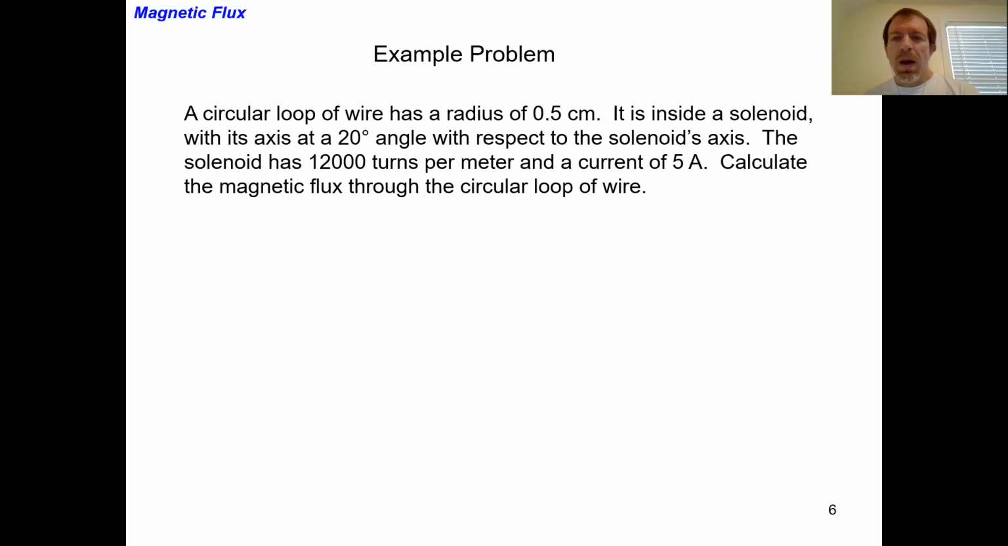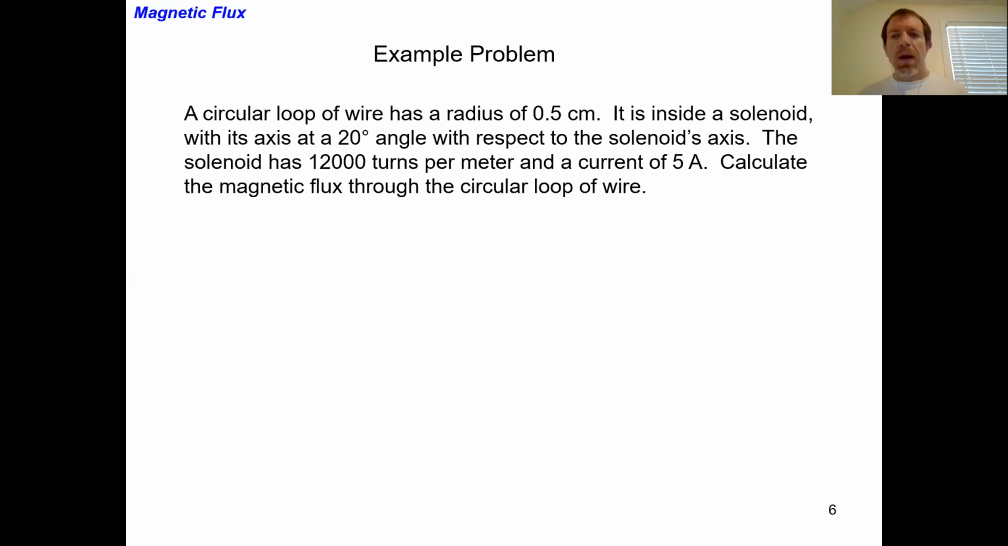It says that this circular loop of wire is inside a solenoid. And remember, what's a solenoid? That's like we've got a cylinder and we've got a bunch of wire wrapped around it, so that we've got wire basically shaped into a cylinder. That coil of wire is at a 20-degree angle with respect to the axis of the solenoid.